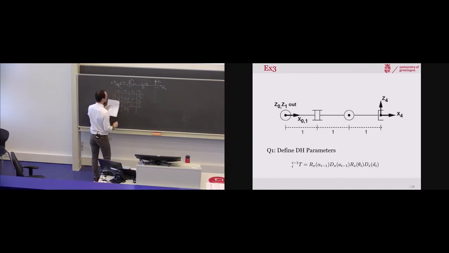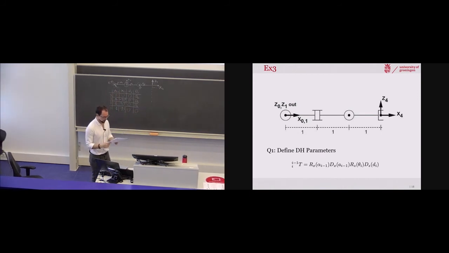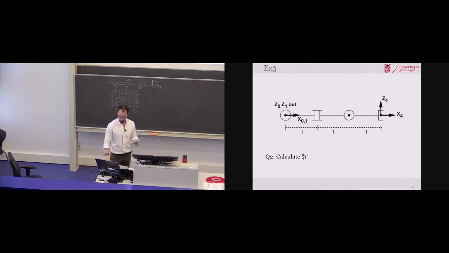A translation along x of 1. And then here there is 0, 0, because as I told you, there is no actual joint variable. Okay, it took me forever to do this, but let's go on with the second point.